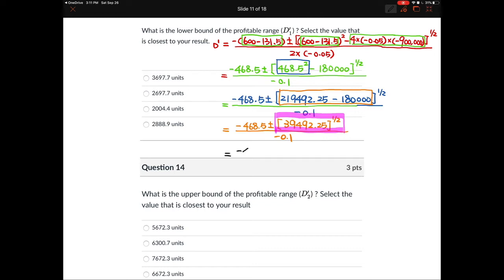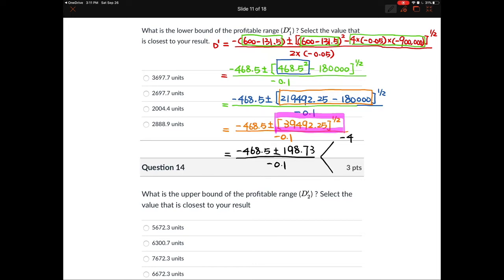Okay, so negative 468.5 plus minus the square root of this big number in the bracket is gonna be 198.73 over minus 0.1. Okay, so from now you can have two values out of this one single equation.